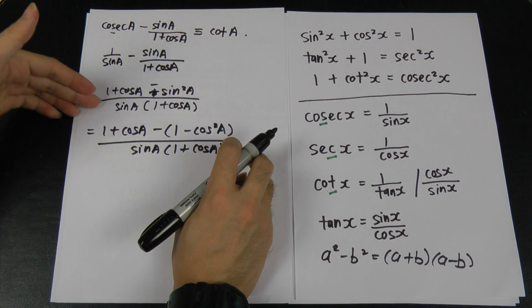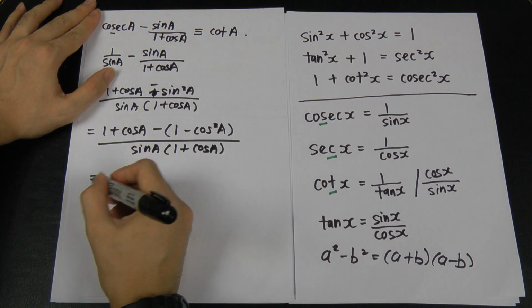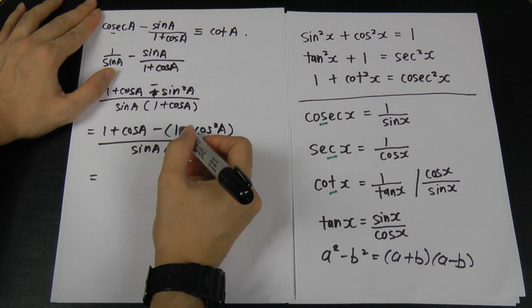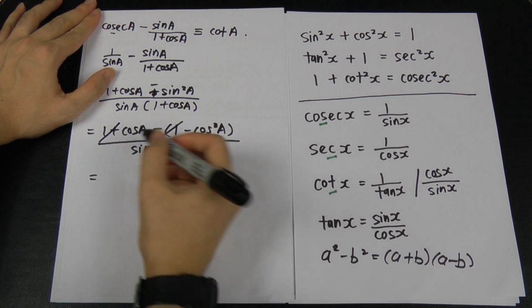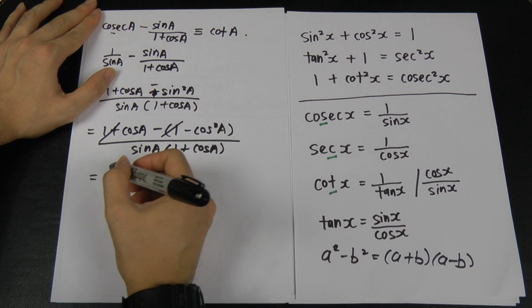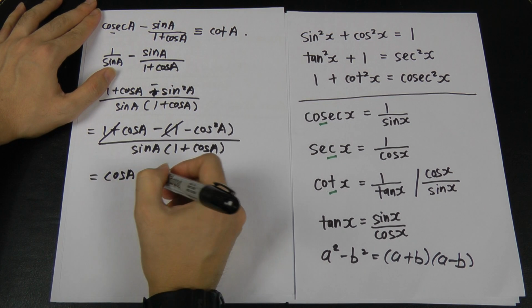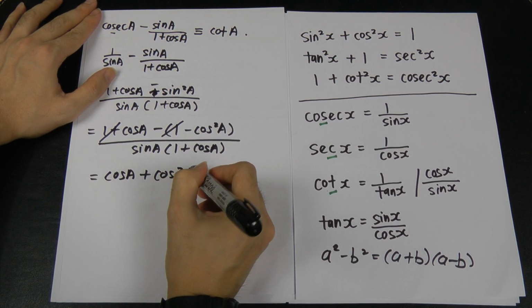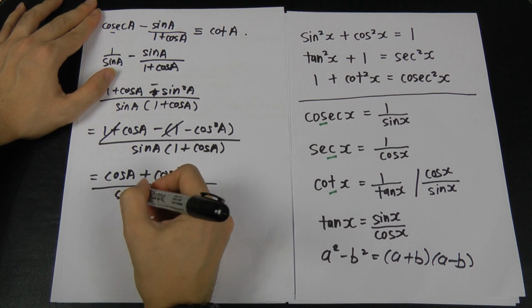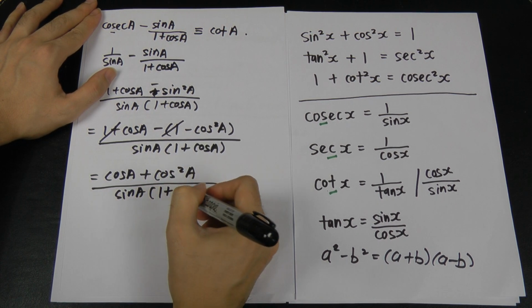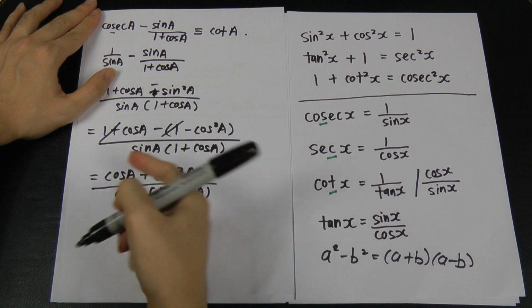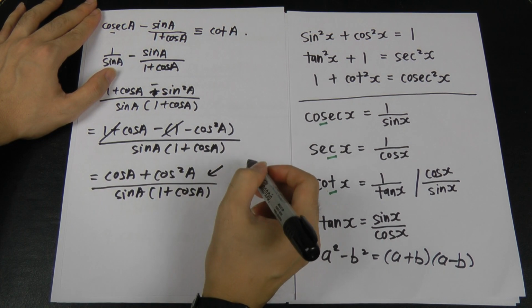Always leave in the simplest form. Right? So this one, 1 minus 1 is gone. This one, cos A minus negative cos A is cos A plus cos square A over sine A. This is 1 plus cos A. And then I see on the top here, both also got cos A.